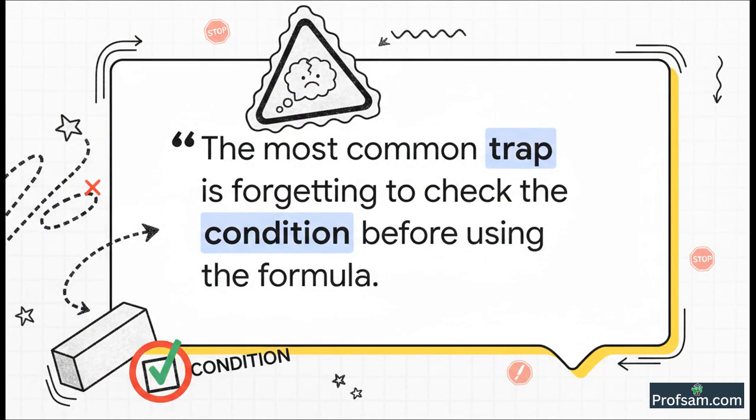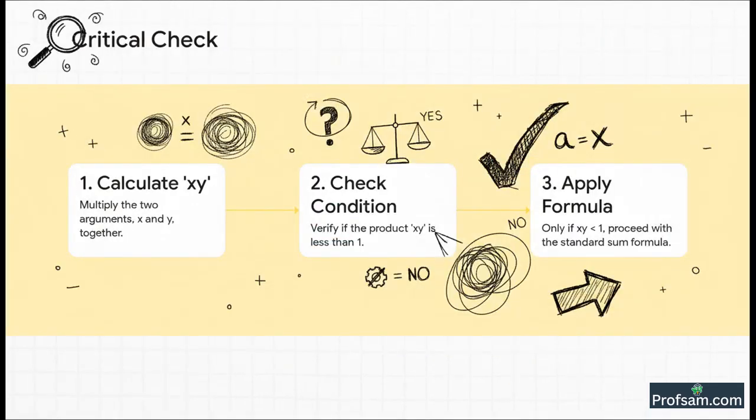But wait, there's a very important catch here. There's a critical game rule that you absolutely must follow. Honestly, so many students lose marks simply because they rush and use the formula without checking this one condition. Don't let that be you. Before you even think about applying that formula, you have to do this check. It's not optional. First, take your x and y and multiply them.